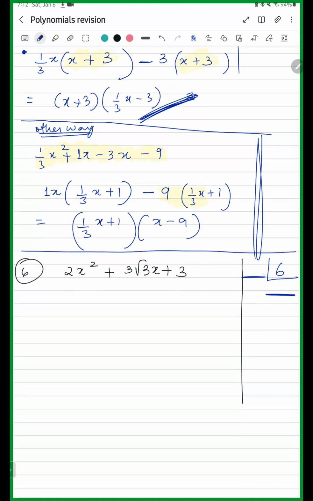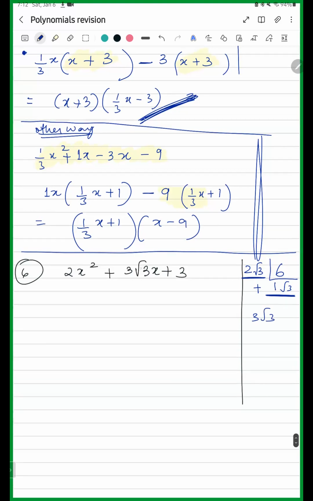So this means obviously it has to be something root 3, something root 3, something over here and something over here. Yeah. So it could be 2 root 3 and 1 root 3. Why? Because 2 root 3 plus 1 root 3 gives you 3 root 3, right? 2 root 3 plus 1 root 3 gives you 3 root 3, which we need.